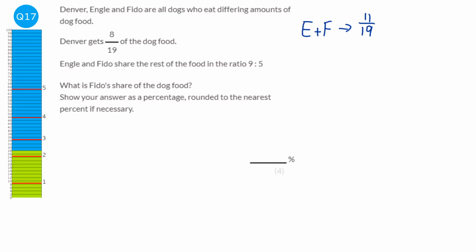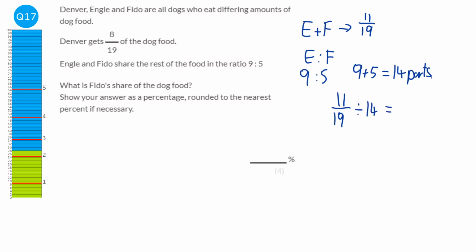I'm going to focus on the ratio next of Engel to Fido. So it's 9 to 5. And let's have a look and see, well, first of all, how many parts there are all together. So 9 plus 5, which is 14 parts. So there are 14 parts in total, and the share that they get is 11/19. So what I'm going to do is to find out what fraction one of those parts is worth by dividing 11/19 by 14. So each part is worth, and I'm just going to keep this in my calculator, 0.041 and so on.